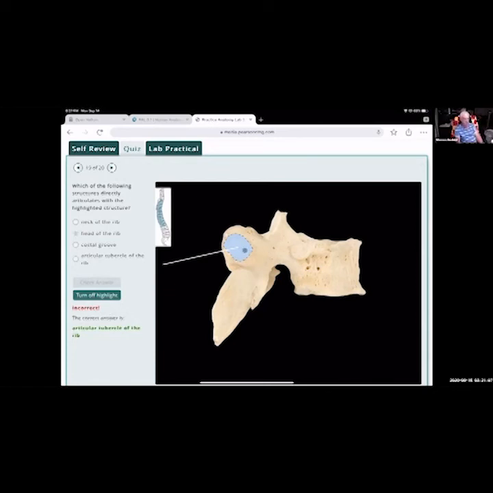As we get into the structure of the ribs, we'll do a little bit more. That's on the next section, basically, too. So we'll get into that on the next session, when we talk about the thoracic cage.